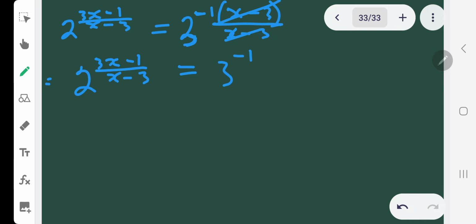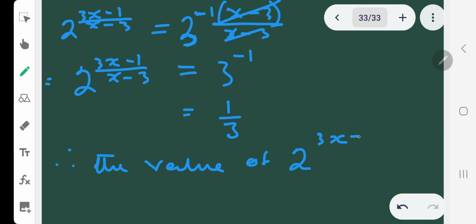So here, in short, we see 3 raised to the power minus 1 is also written according to one of the laws of indices as 1 over 3. So here, therefore, the value of 2 raised to the power (3x minus 1) all over (x minus 3) is 1 over 3.